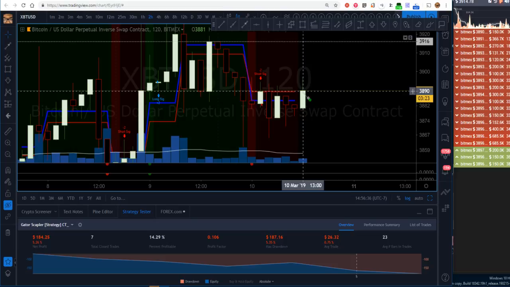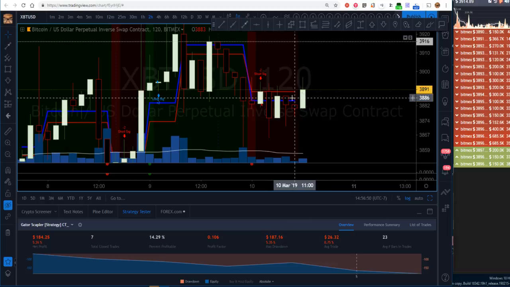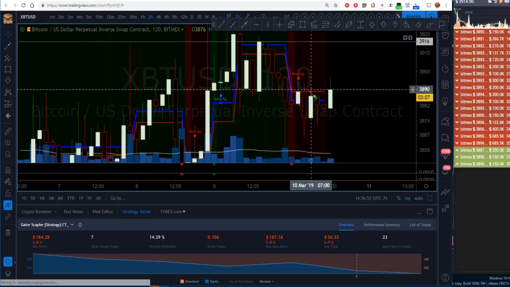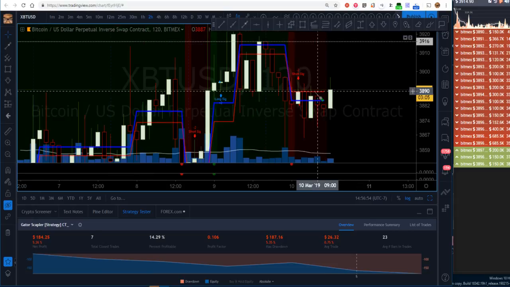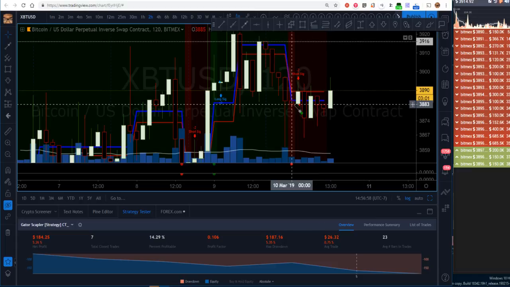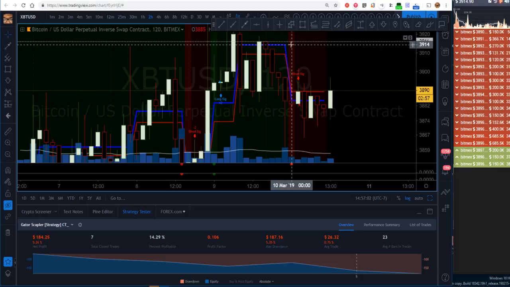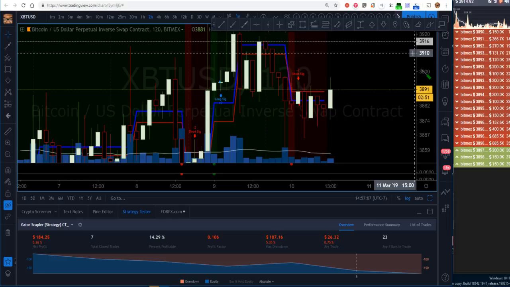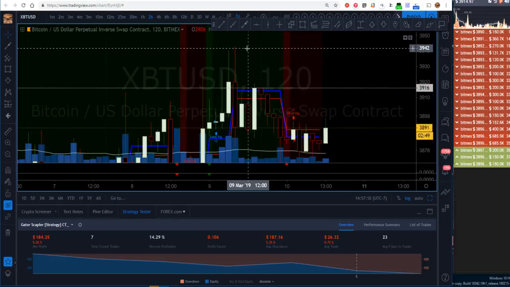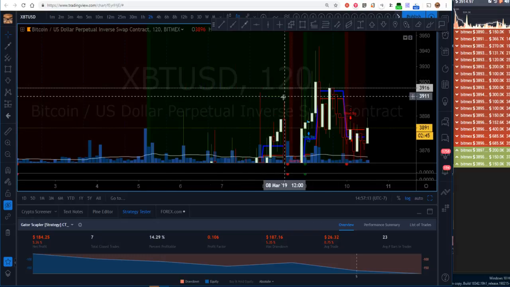At 38.90. It's going higher though. If it closes above this 38.90, we're gonna look for a short right around here. 39.10, 39.15, or up here 39.43, something like that.